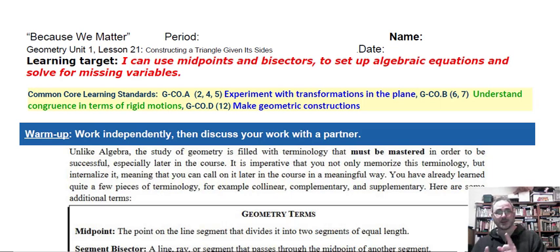Your paper that I printed out may not have this exact learning target on there. I may have neglected to change that, but if you want, you can write this in. You can write the learning target in if that's important to you, or you can just keep in mind today where the actual learning target is: I can use midpoints and bisectors to set up algebraic equations and solve for missing variables. Let's begin.